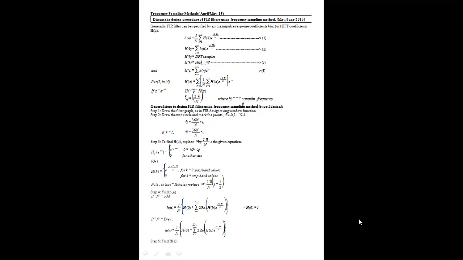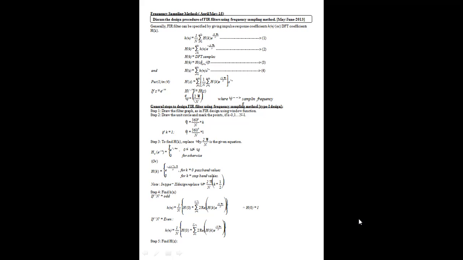So what are the general steps? The first step, we have to draw the filter graph, as in FIR design using the windowing function. Second step, we have to draw the unit circle and mark the points for k equal to 0, 1 up to N minus 1. So theta is equal to 360 degrees divided by N into k, and if we replace k equal to 1, then theta is equal to 360 divided by N. Third step, we have to find H of z, replacing omega by 2 pi by N, that is Hd of e power j omega equal to e power minus j alpha omega, or e power minus j (N minus 1) by 2 omega, for k equal to 0 for the pass band values, and for k equal to stop band values.